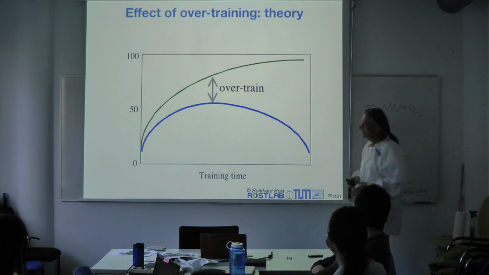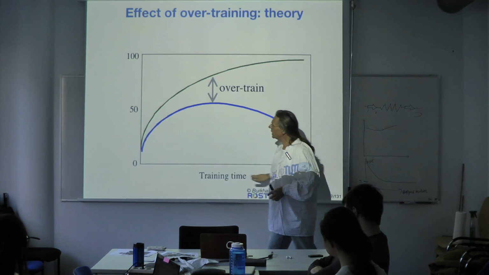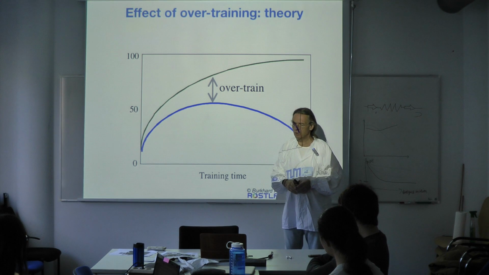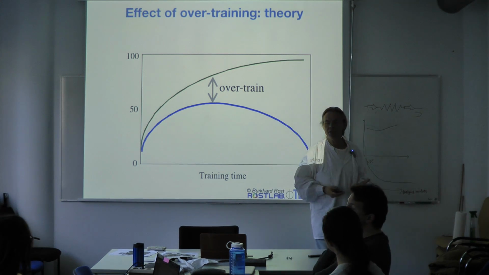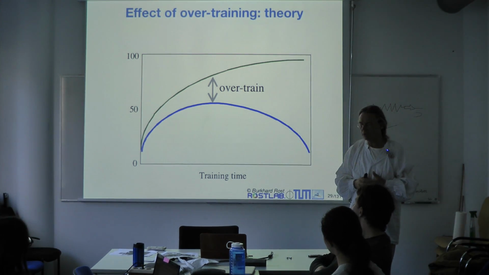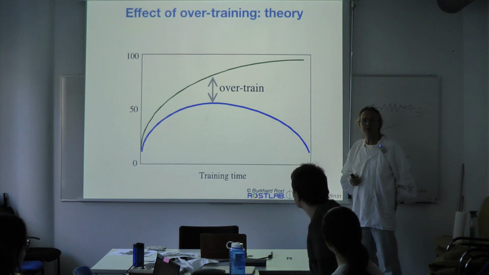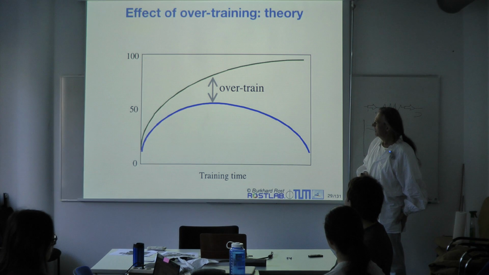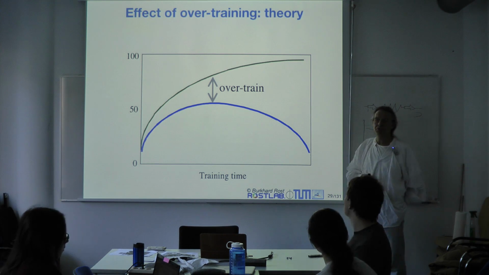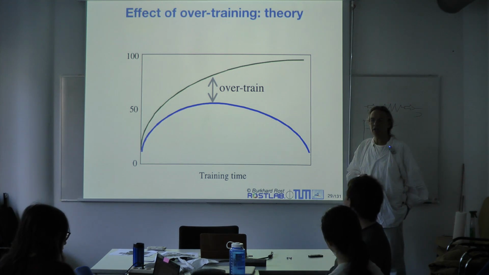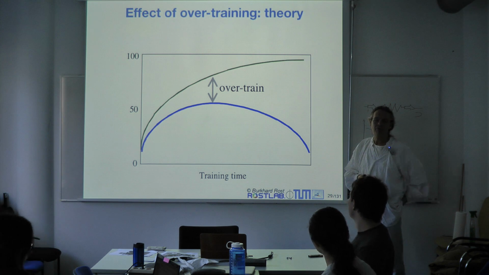If I plot on the x-axis training time, on the y-axis I plot the performance or the accuracy to the degree to which I learn the problem, then what I see, can somebody explain what I show? Yes, I have two curves, and I have something that says overtraining. What is the green curve?